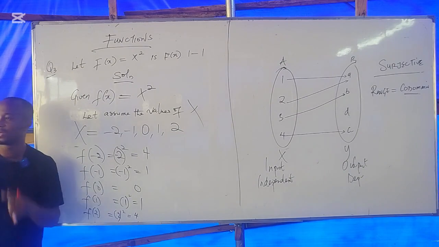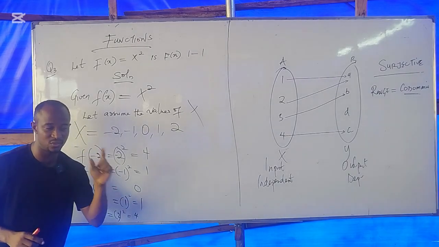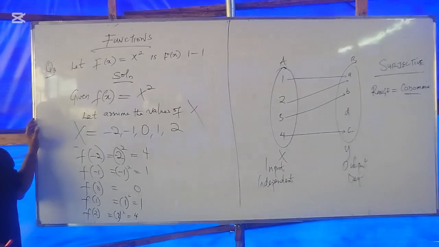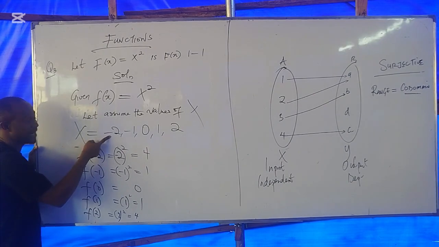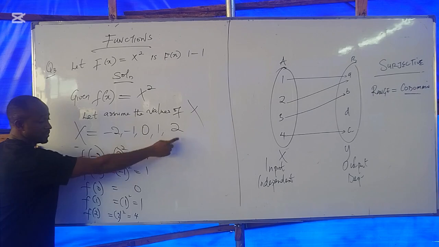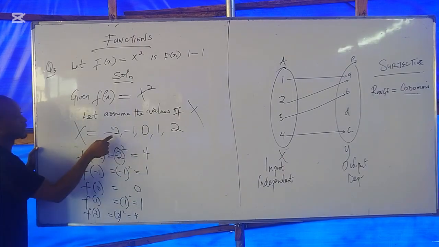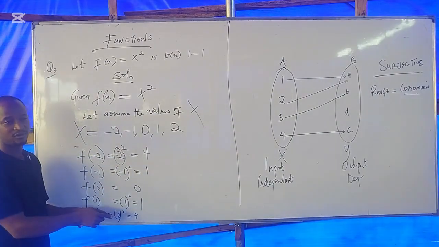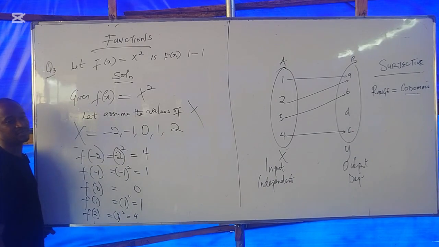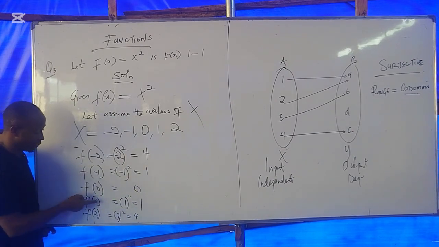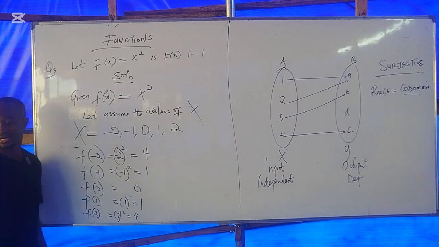Why is it not one-to-one? One-to-one says that every element in the domain has a unique element in the codomain. What is our domain here? If you check this now, -2 and 2, the value is 4. So if I draw my diagram, -2 and 2 will be assigned to 4. That means -2 and 2 don't have a unique element. Even -1 and 1, the value is 1. I can represent this in a diagram. Let me show the diagram.